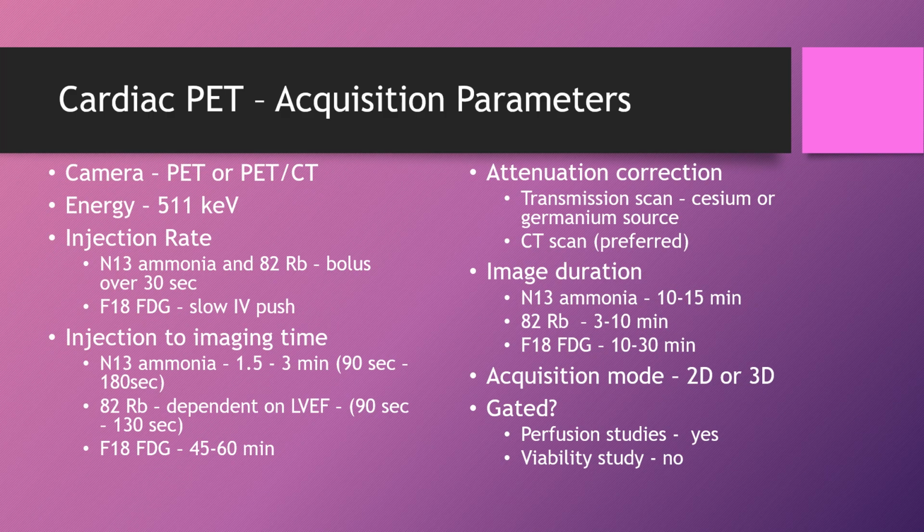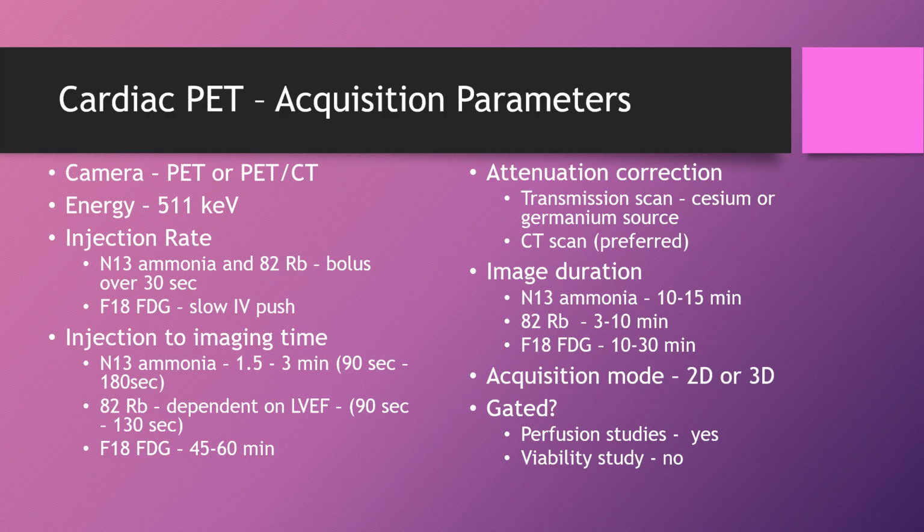And then injection to imaging time, if it's ammonia, it's about 1.5 to 3 minutes. And if it's rubidium 82, it's about 90 to 130 seconds. And the FDG study is about 45 to 60 minutes after injection. And remember, if they're diabetic, you want to expand that a little bit. So over to the image duration.